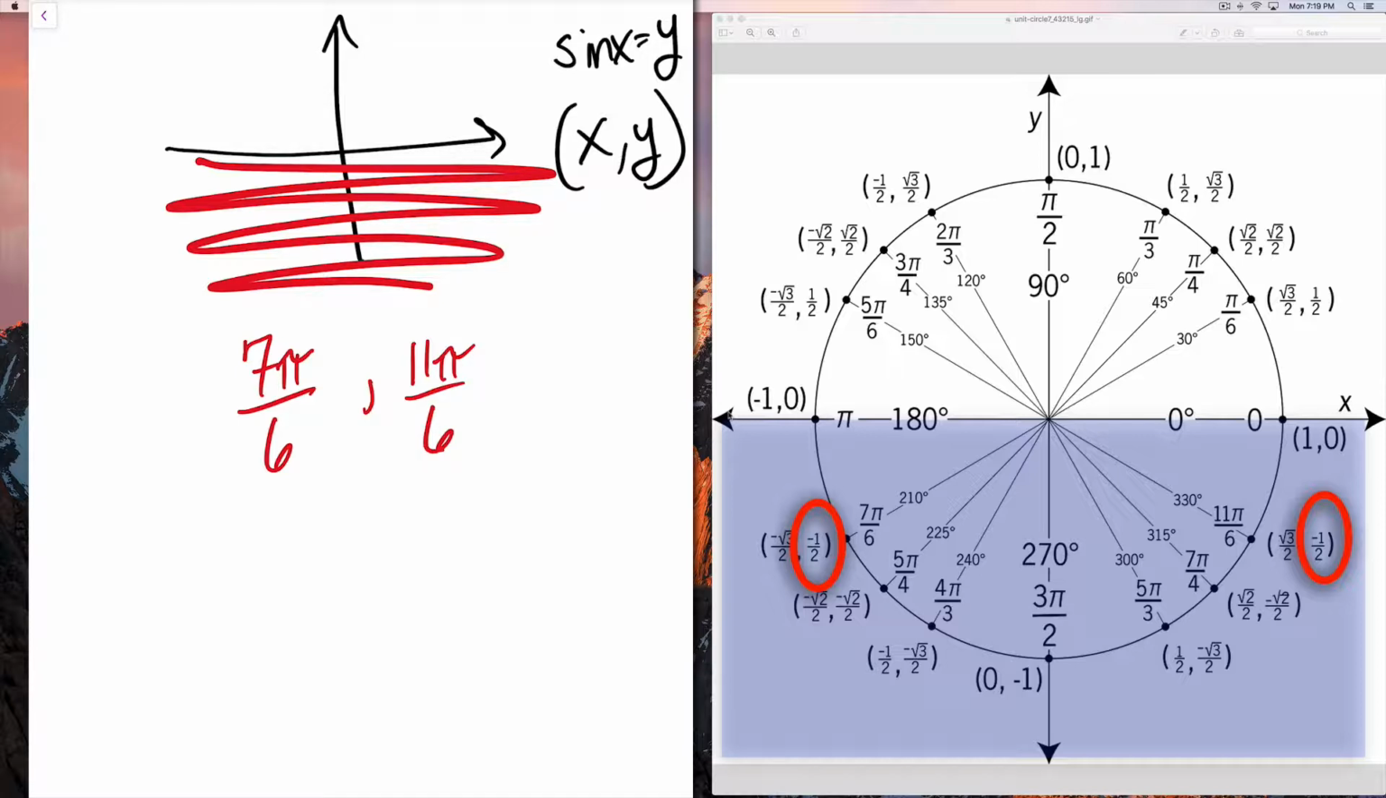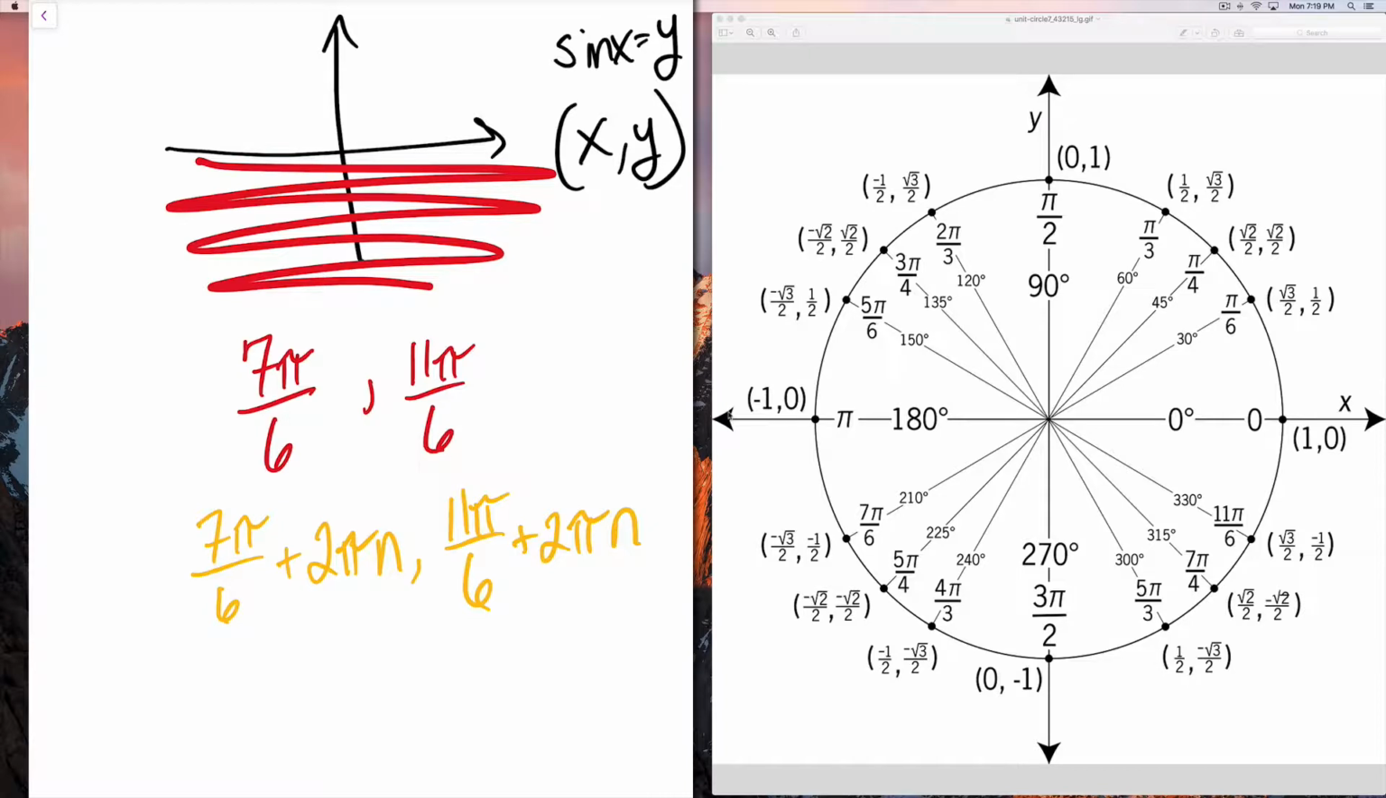Now, recall that I have to add, because my answer can be 7 pi over 6, and it can also be 7 pi over 6 plus 2 pi, and then I can keep going. The n represents a variable, meaning I can go around as many times as I want, but I have to keep landing on 7 pi over 6 as my reference angle. And then the same thing with my other one: it's 11 pi over 6 plus my interval of 2 pi n. So that's my answer.